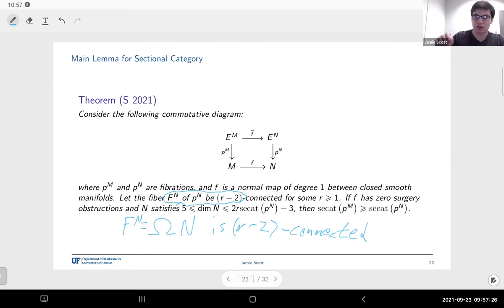So we can talk about the connectivity of N in the case of higher topological complexity. But we still have, if F has no surgery obstructions, satisfies that same inequality from before, except we have sectional category of the right-hand fibration, then we can conclude that the left-hand fibration has at least the sectional category of the right-hand fibration. Okay, let's move on.